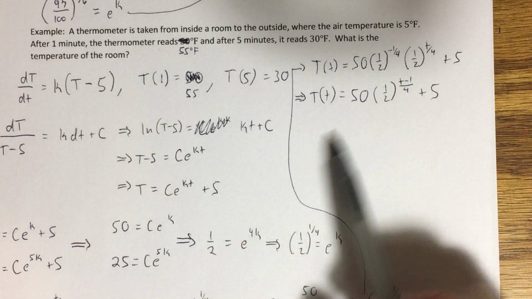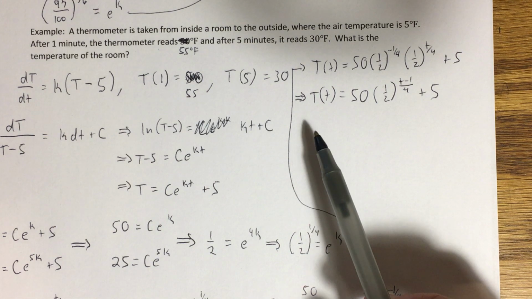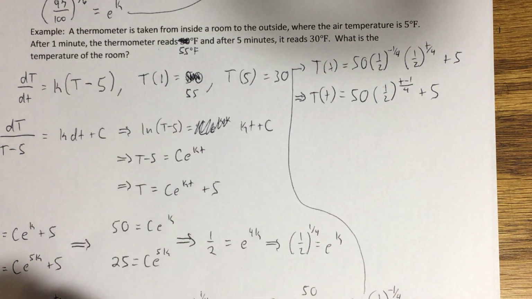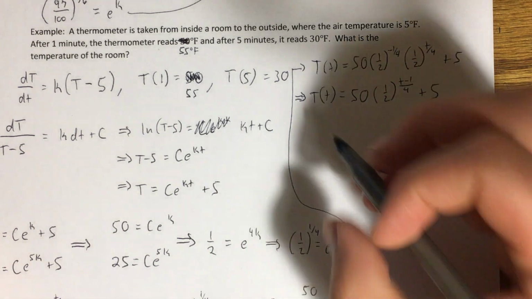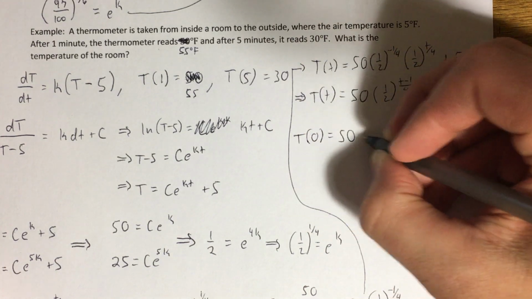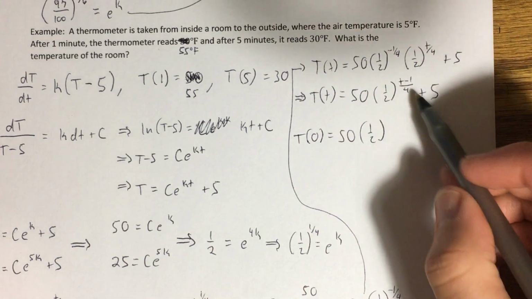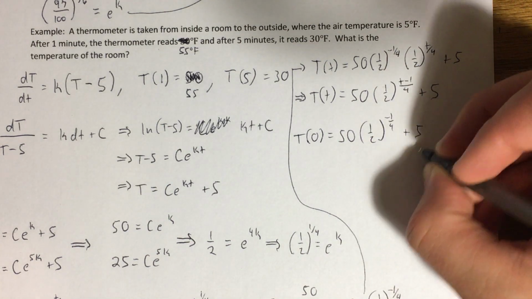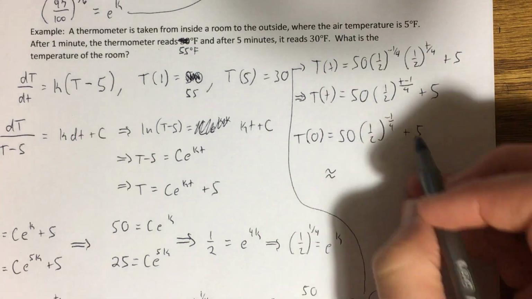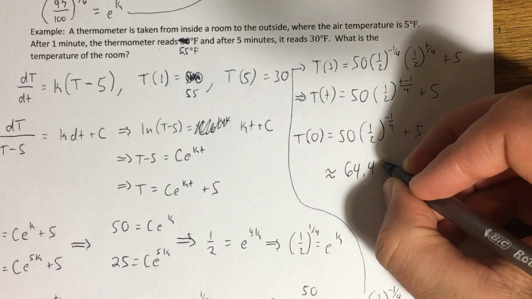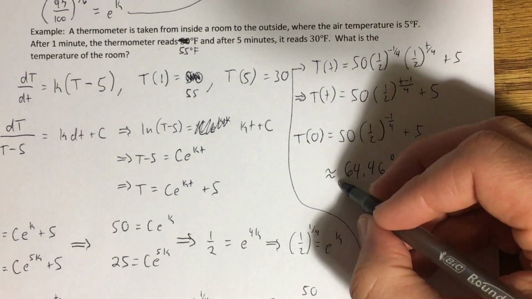So now, what is it that we actually want? Well, we were asked for the initial temperature or the temperature of the room, which is the same as the initial temperature of the thermometer. That is T of 0. So we're almost there, guys. T of 0 is equal to 50 times 1/2. Plug a 0 in here, I get negative 1/4 plus 5. That part just goes right into a calculator. That's approximately 64.46, and remember it's in degrees Fahrenheit.